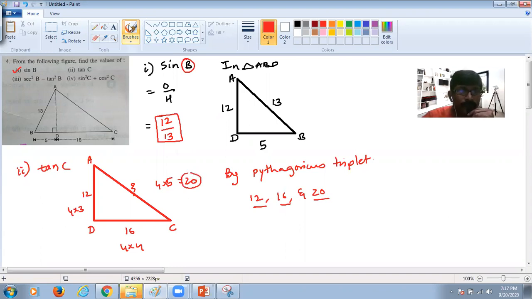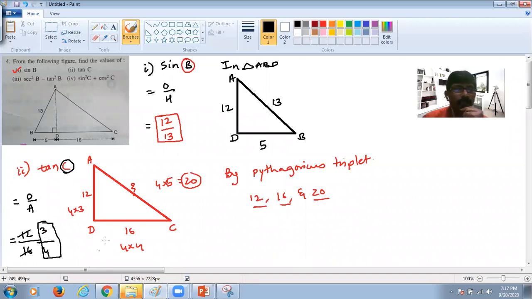Now, if we have to calculate tan C, first of all, let's write down the formula. What is tan C? Tan formula is opposite over adjacent. Opposite of angle C is 12, and adjacent to angle C is 16. So this will become 4 threes, and this will become 4 fours. I hope you understood this. So this will become 3 upon 4.